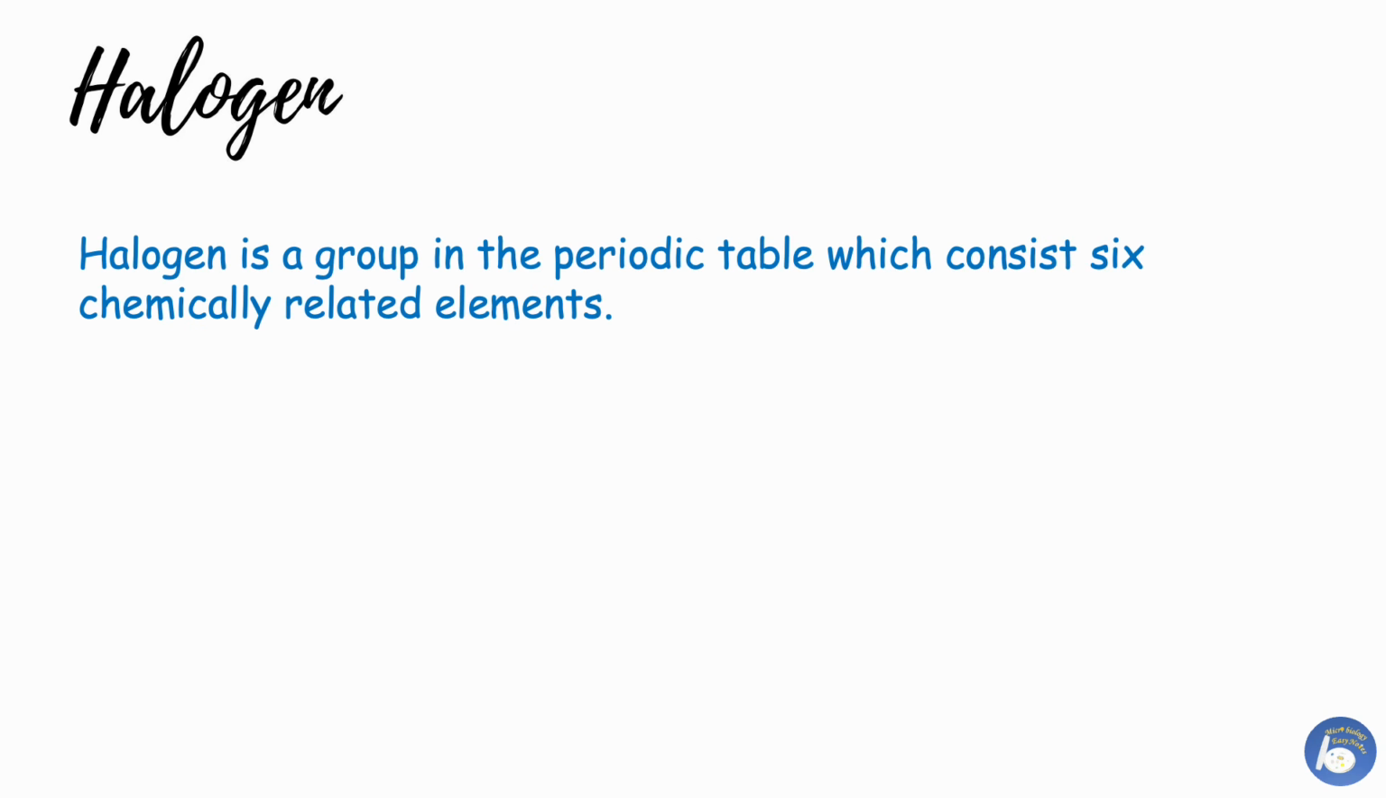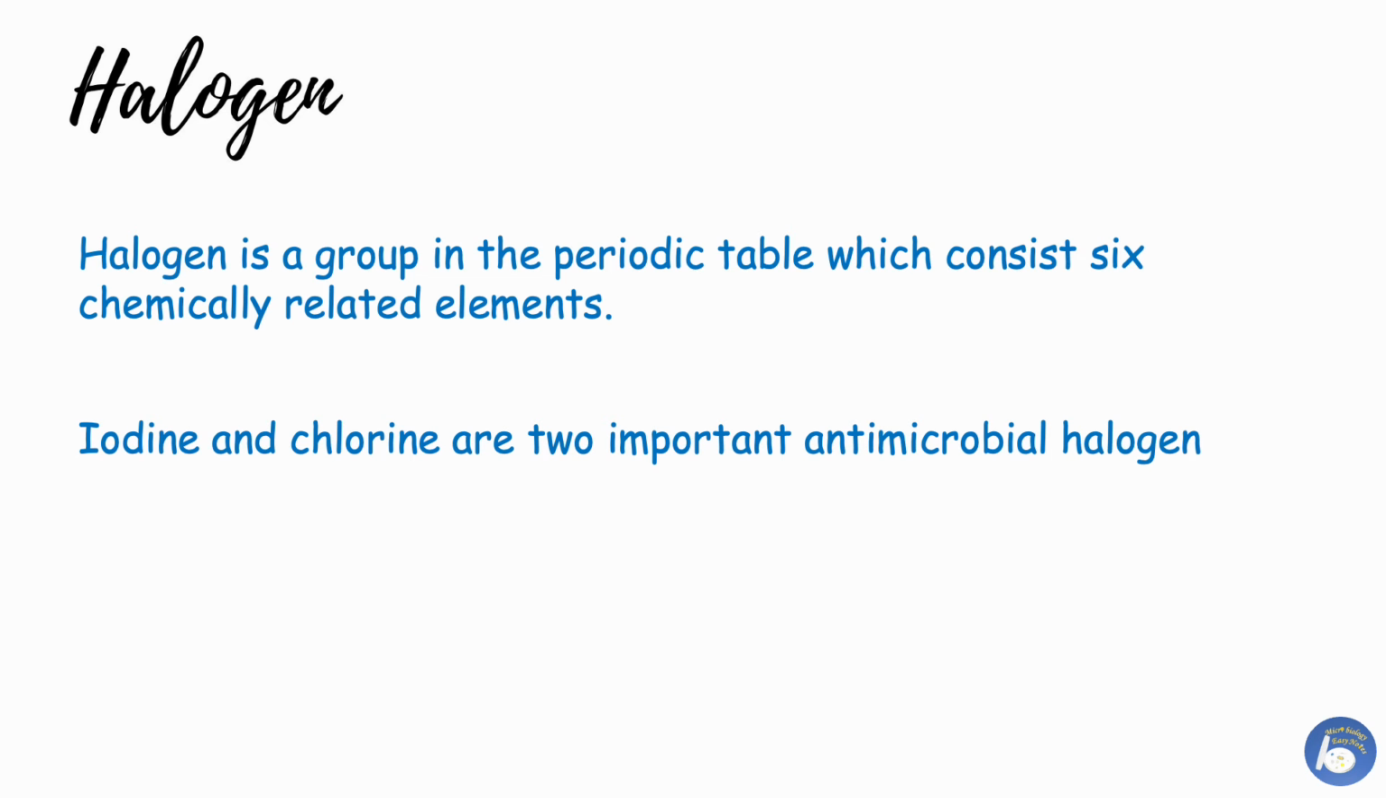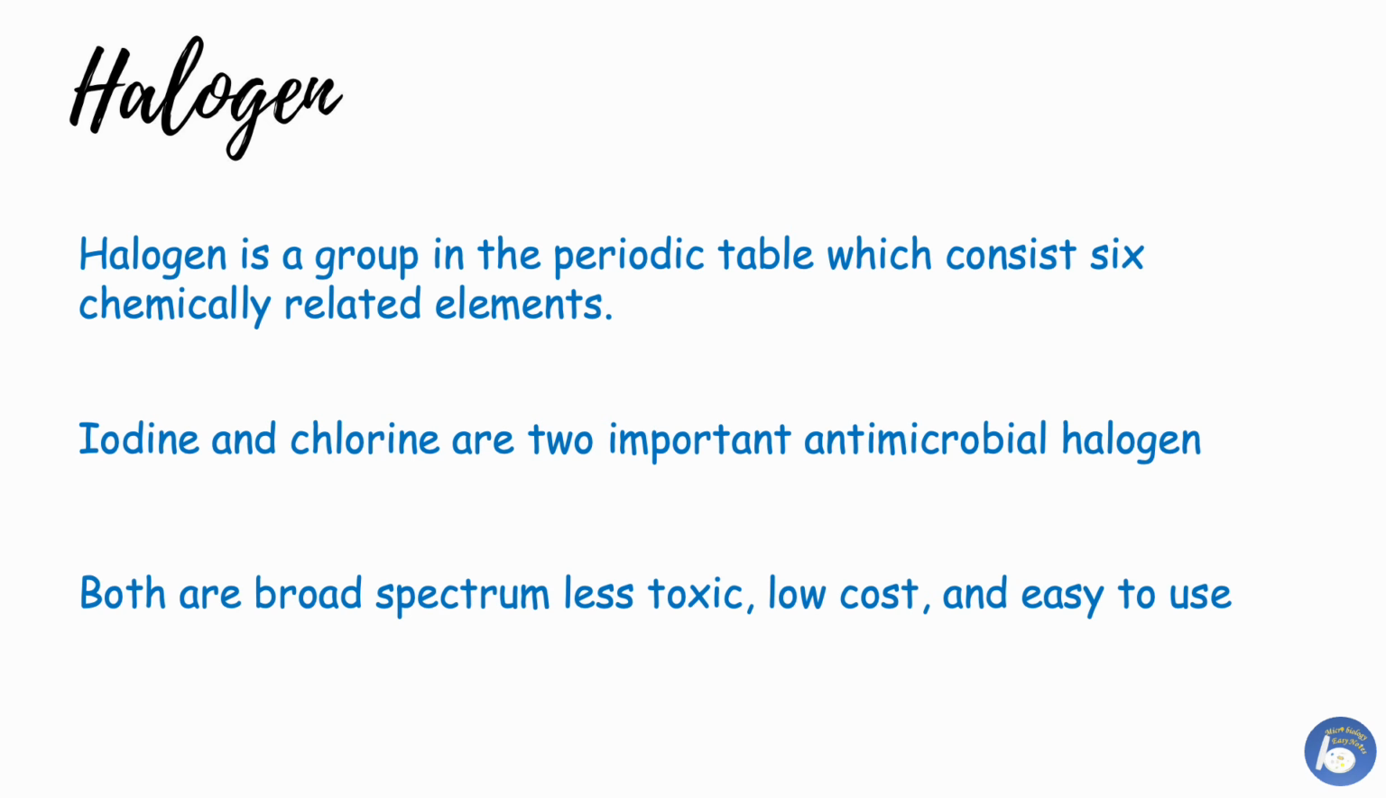Halogen. Halogen is a group in the periodic table which consists of 6 chemically related elements. Iodine and chlorine are two important antimicrobial halogens. Both are broad spectrum, less toxic, low cost and easy to use.